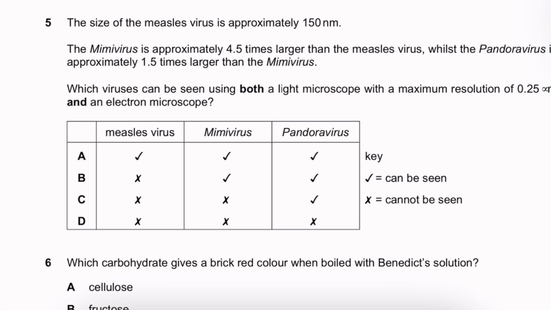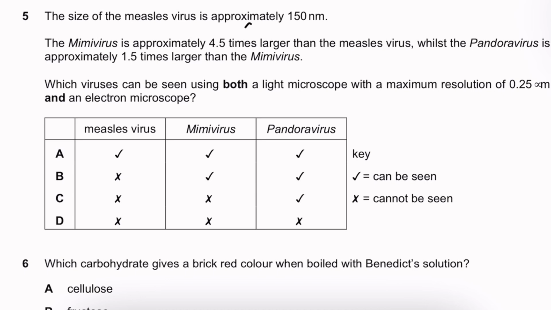The size of the measles virus is approximately 150 nanometers. The Mimi virus is approximately 4.5 times larger, which means it's exactly 4.5 times 150. That is 675 nanometers. Okay, it's pretty big. And then the Pandora virus is approximately 1.5 times larger than the Mimi virus. So you multiply that by 675, so it's 1012.5.